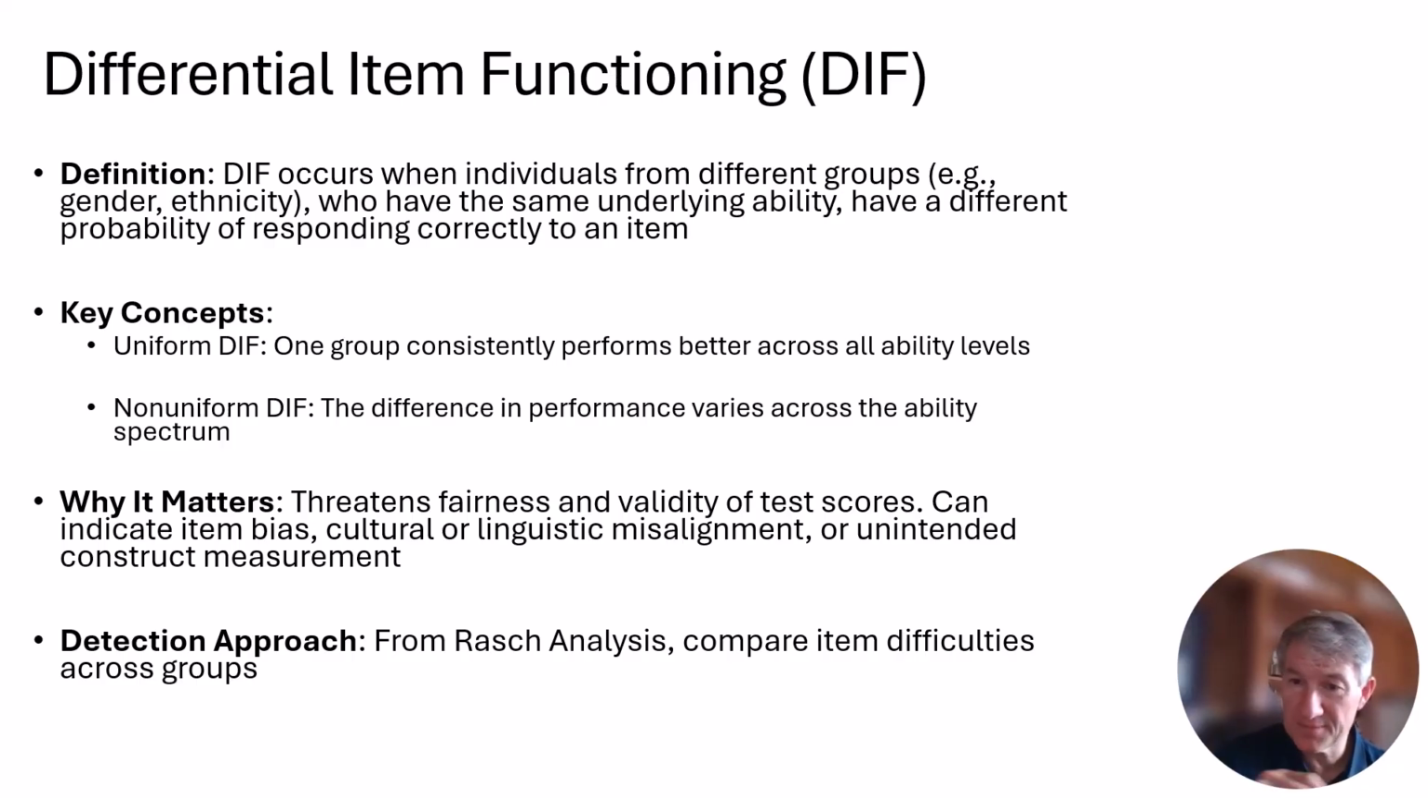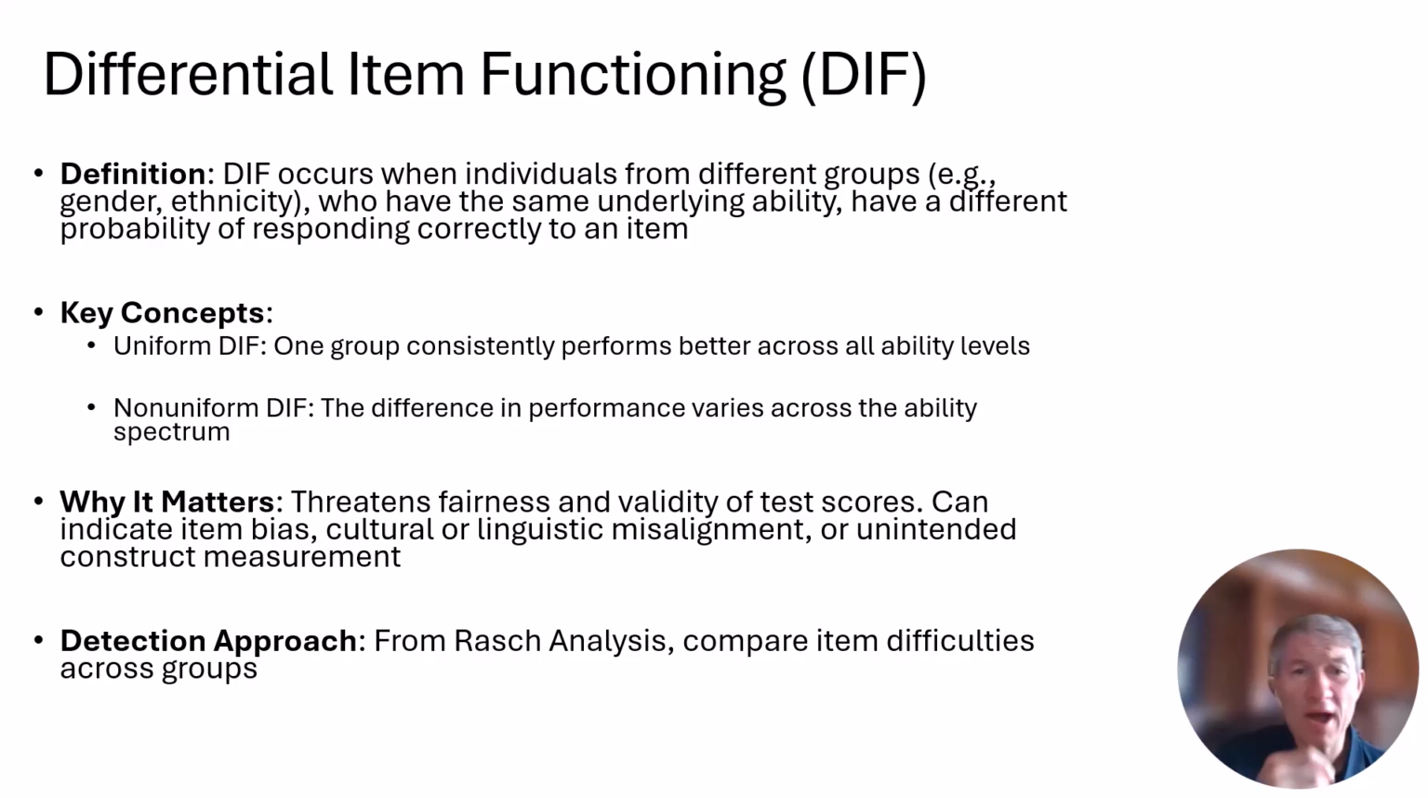There are different types of DIF. There's something called uniform DIF, and that's when one group of respondents consistently performs better than another group, regardless of the ability levels of the individuals. And then in non-uniform DIF, the group differences vary based on whatever section of the ability spectrum one is looking at.